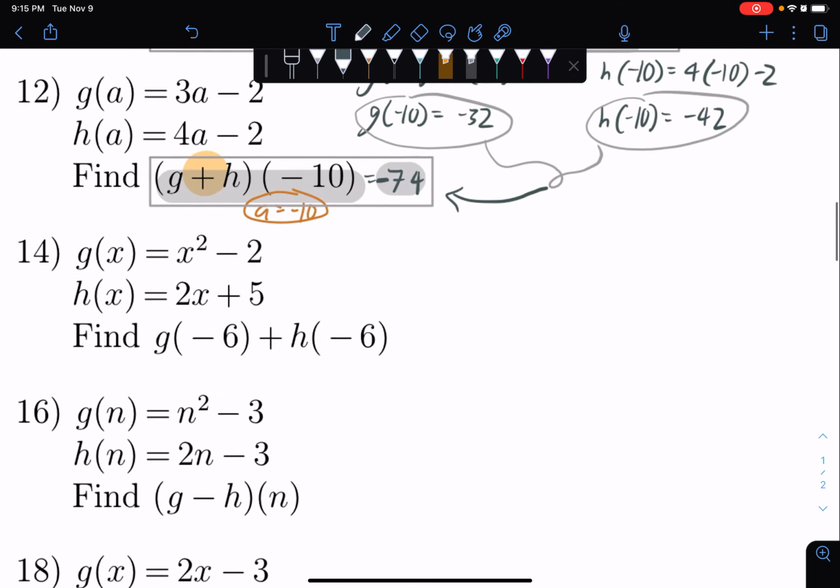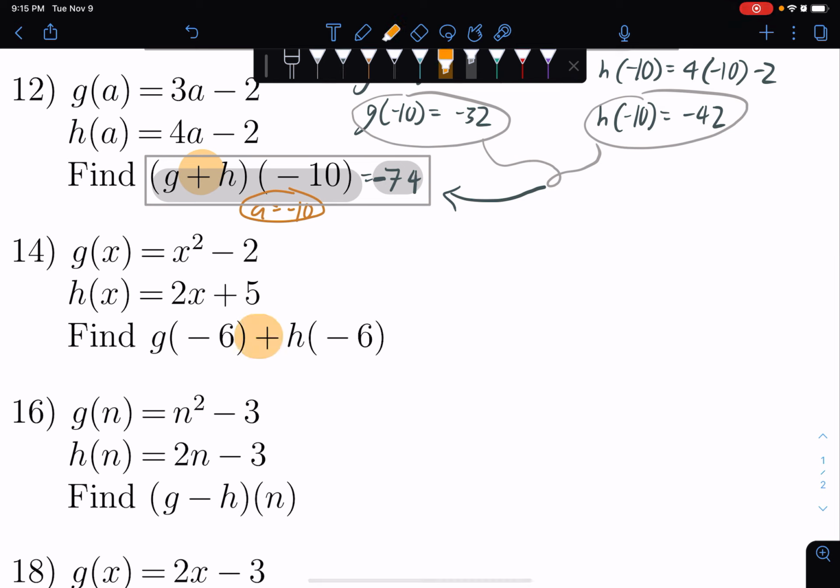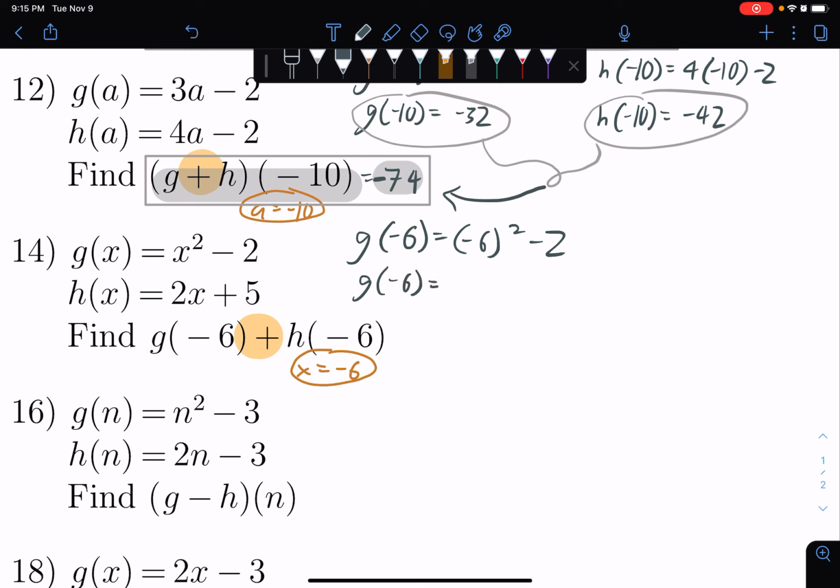Alright, let's move to number 14. Number 14, our operation is addition, and our x is equivalent to negative 6. G of x, or in other words, g of negative 6 is equal to negative 6 raised to 2 minus 2. G of negative 6 is equal to, so negative 6 times negative 6, just like positive 6 times positive 6, we get positive 36. Then minus 2, we have 34. And for h of x, so h of negative 6 is equal to 2 times negative 6 plus 5. So negative 12 plus 5, we have negative 7.